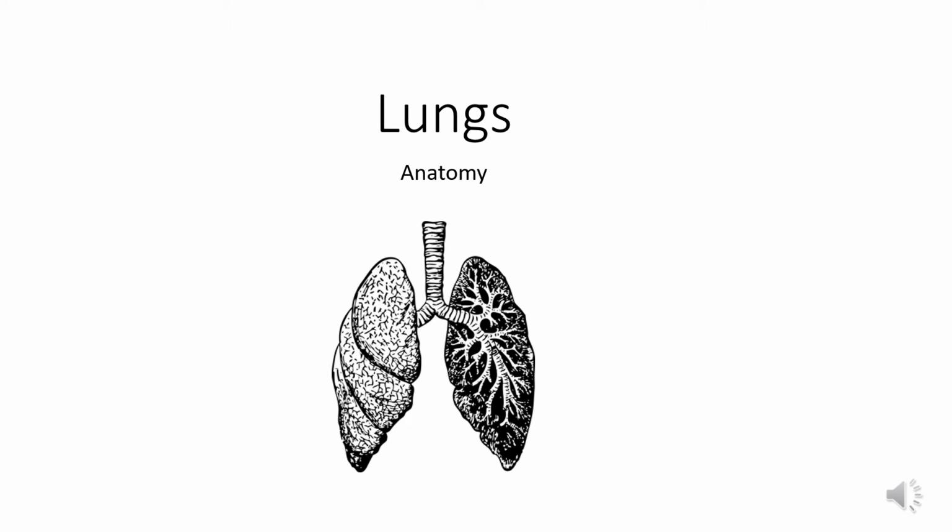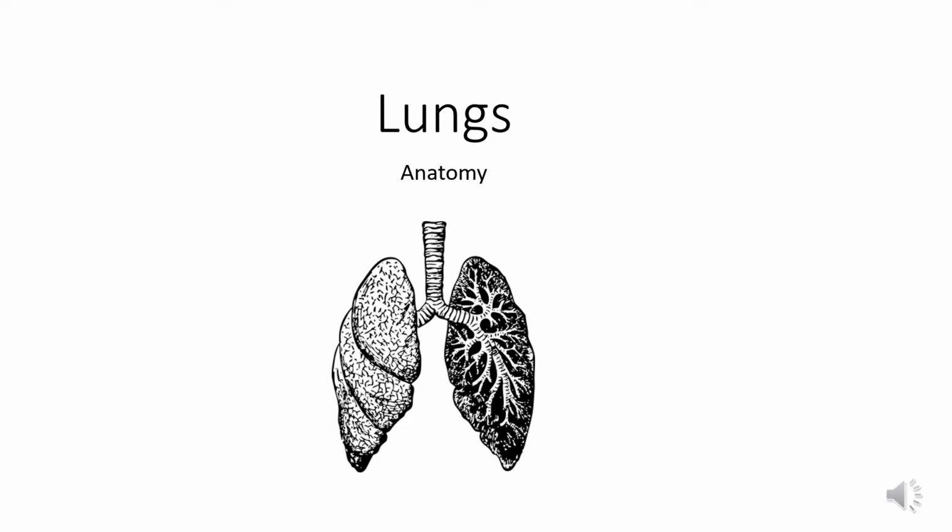So today we'll be looking at a brief overview of the lungs. We'll be looking at the left lung, the right lung, the bronchial tree, and the pleura, namely the parietal pleura and the visceral pleura. So the lungs are separated from each other by the mediastinum. They are attached to the root of the lungs, namely the hilum.